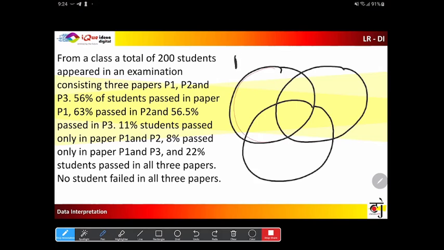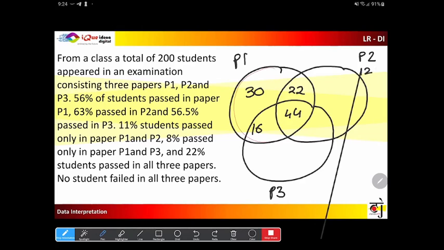अभी तक क्या क्या डेटा डाला था? This was P1, this was P2, this was P3, right? This was 30. This was 44. This was 22. This was 16. P2 was 126. Then this was 113 and this was 112.